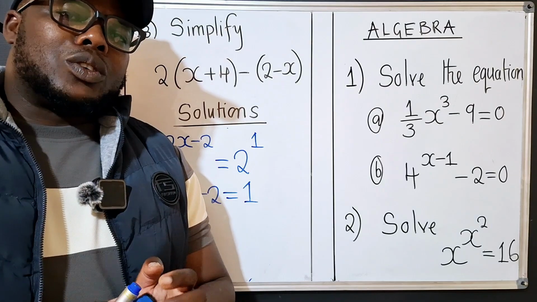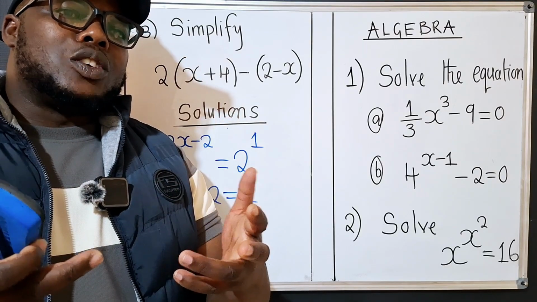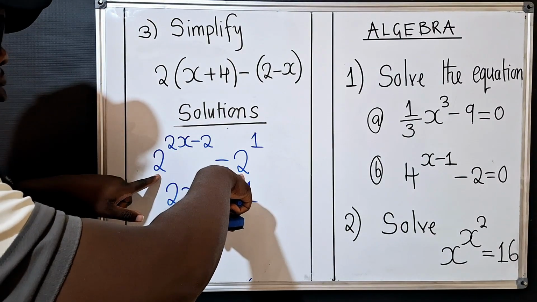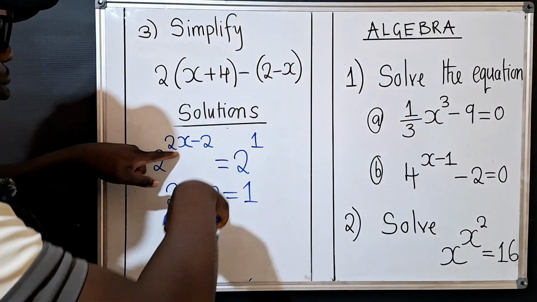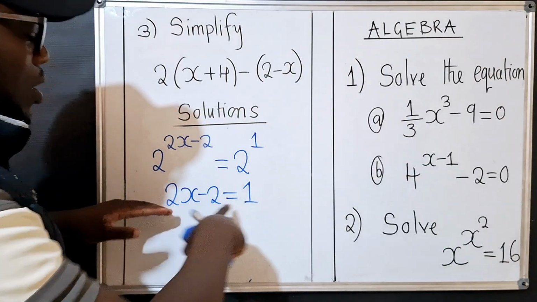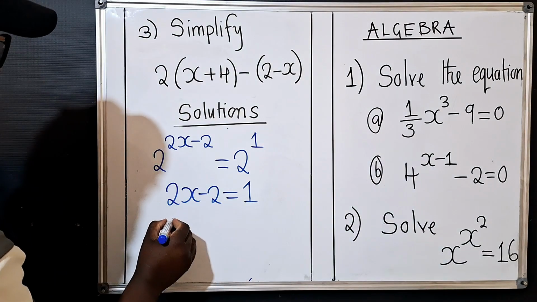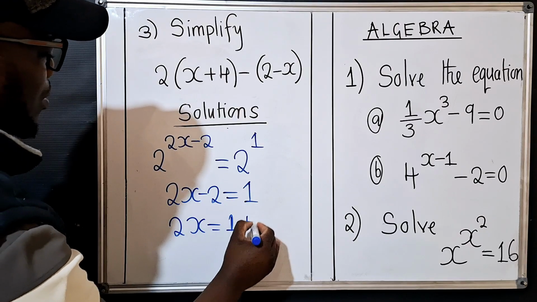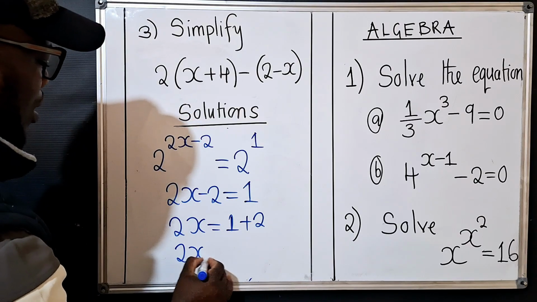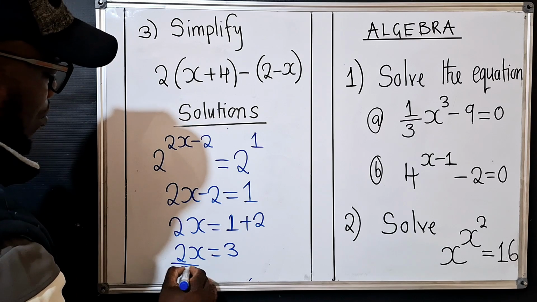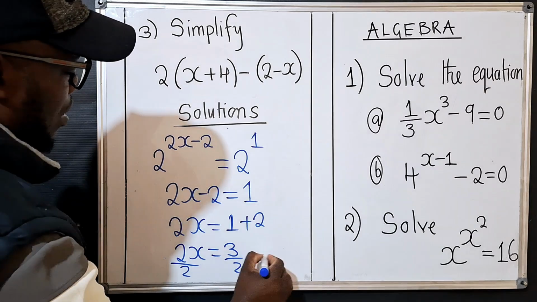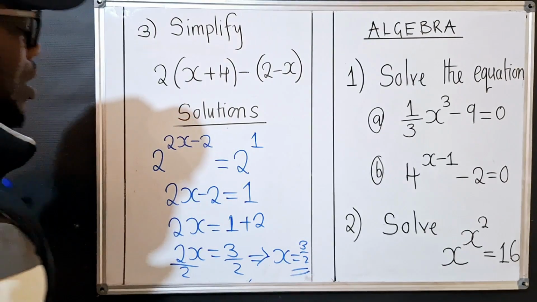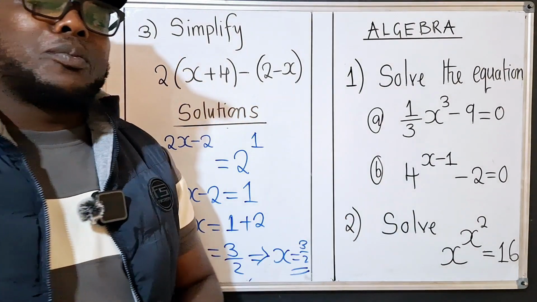So please note that when you've got the same bases, you equate the powers. So this is a 2 and a 2 here. Bases are equal to each other. We equate the powers. So this power is equal to this, and this is what we have. We can solve. So this is a 2x equal to 1 plus 2. 2x is equal to 3. Divide by 2 by 2. The value of x will simply be equal to 3 over 2. That's the answer for question B.